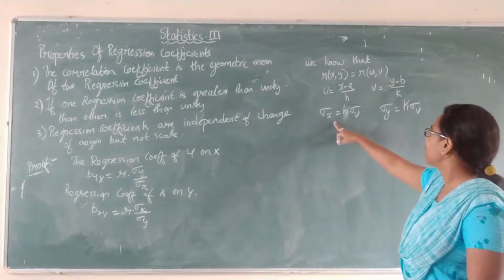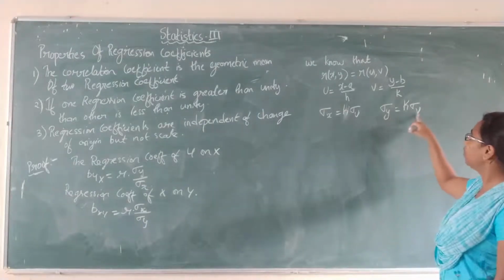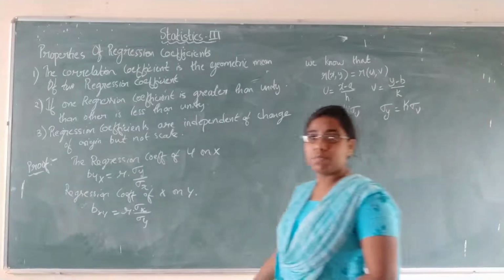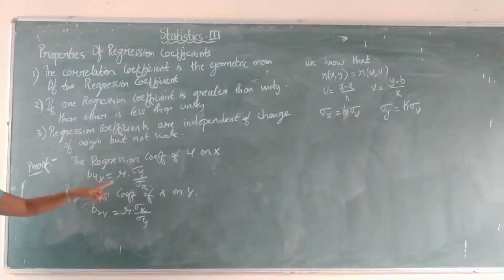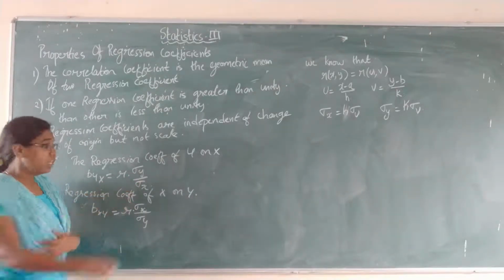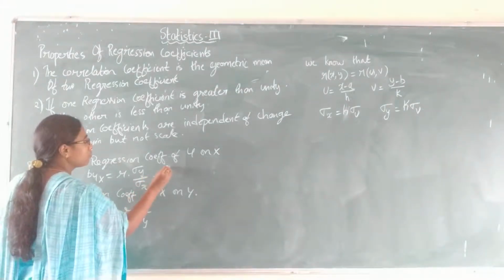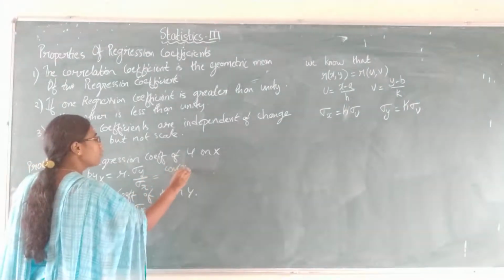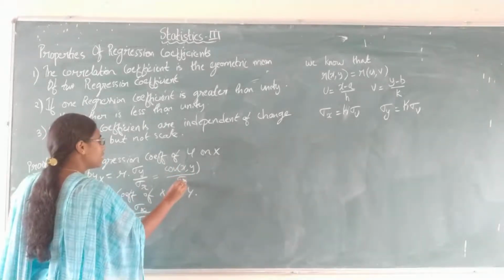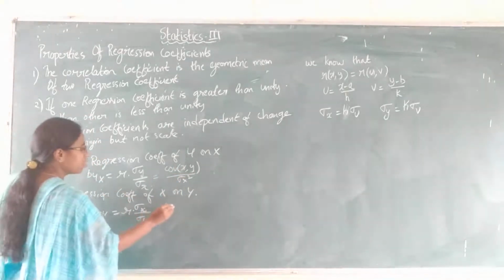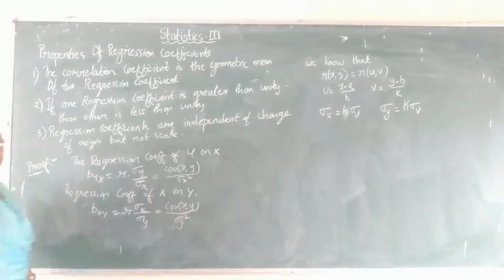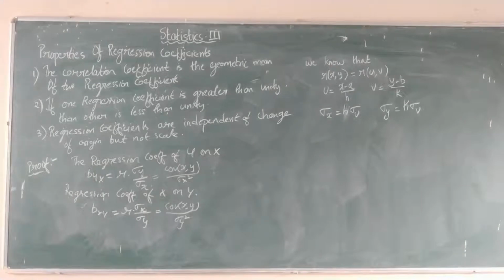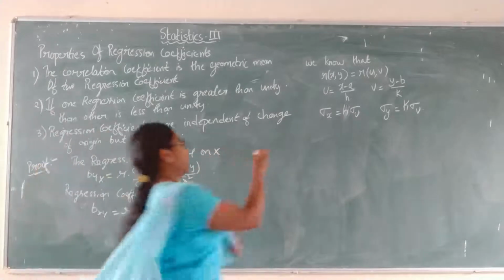So we have sigma x value and sigma y value. If you observe here, while writing also we have written that Byx equals r into sigma y by sigma x. This can be written as covariance of x comma y by sigma x square, and Bxy as covariance of x comma y by sigma y square. So now the next step is, in place of r, so here we are changing origin and scale, right?